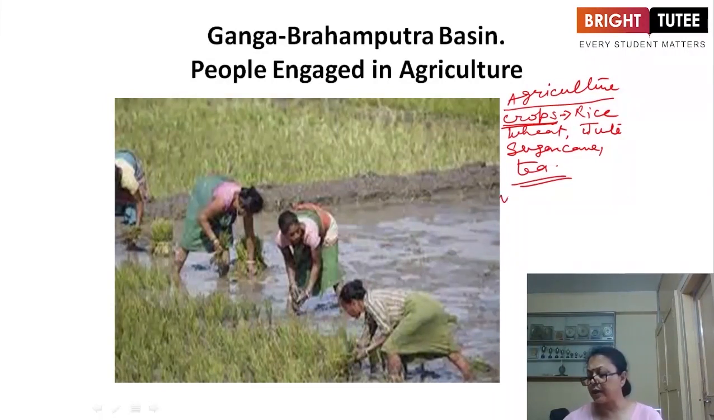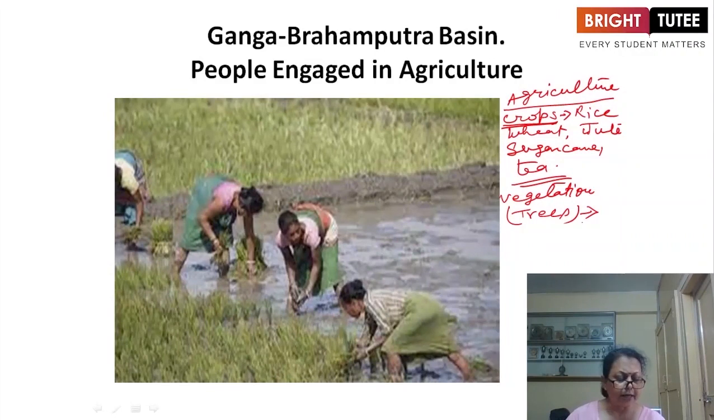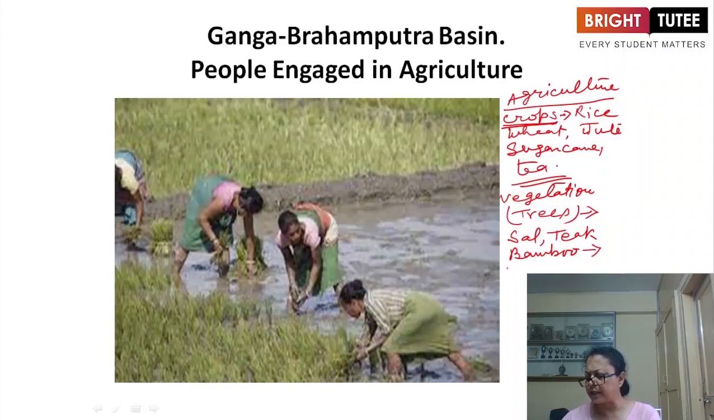Now we are talking about vegetation, or in a simple way, we can say the trees. Which type of trees are found over here? They are sal, teak, bamboo. They are mostly found in Assam. Mangrove forests are also found in the Sundarban Delta region.